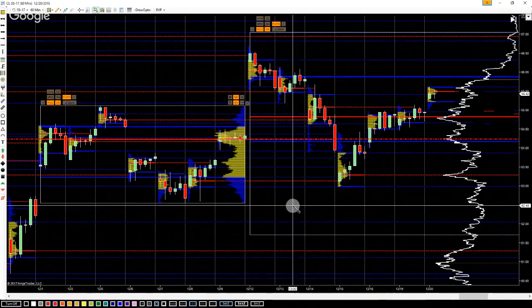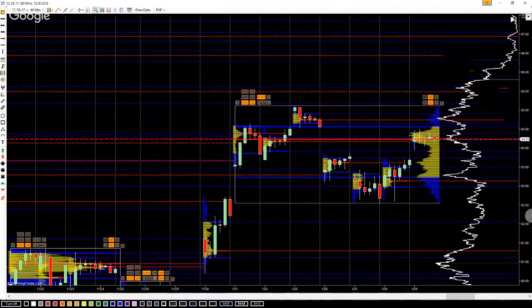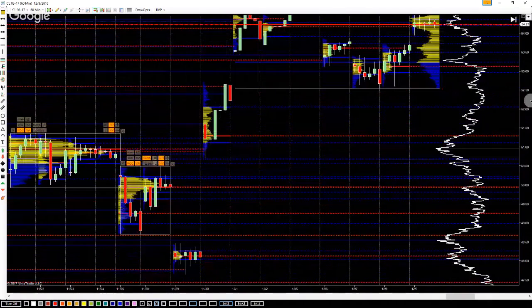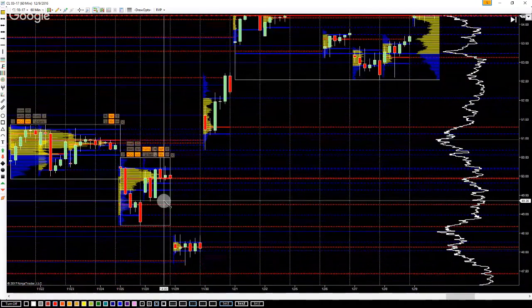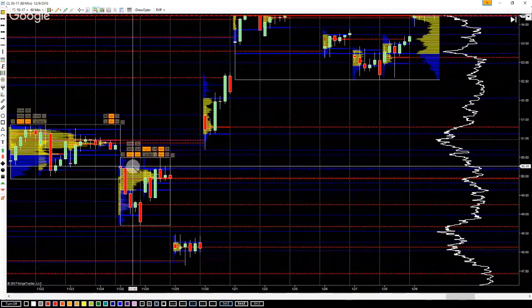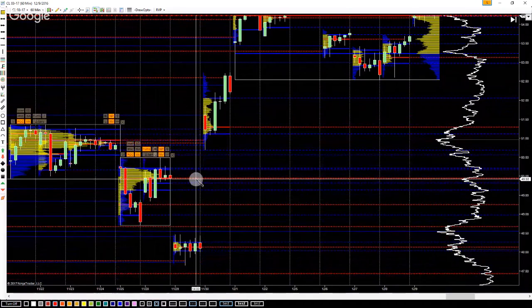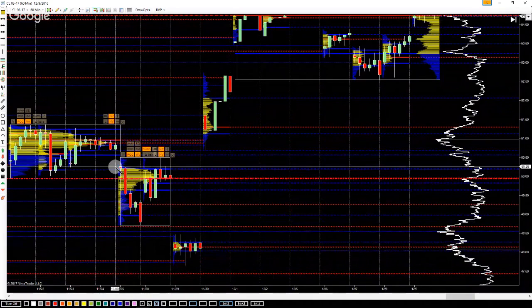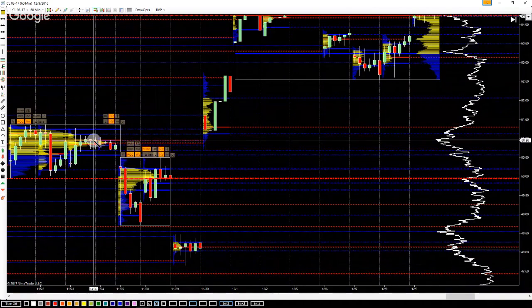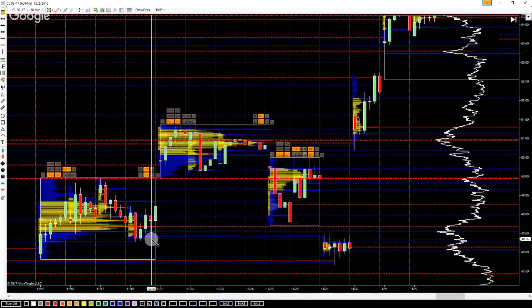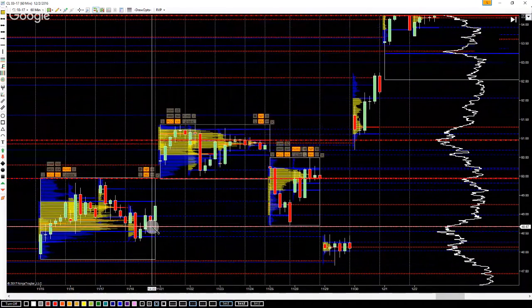So there's one. Then we have another one. Here is a microcomposite VPOC, so we're going to draw that one. Microcomposite VPOC, draw that one. Draw that one.